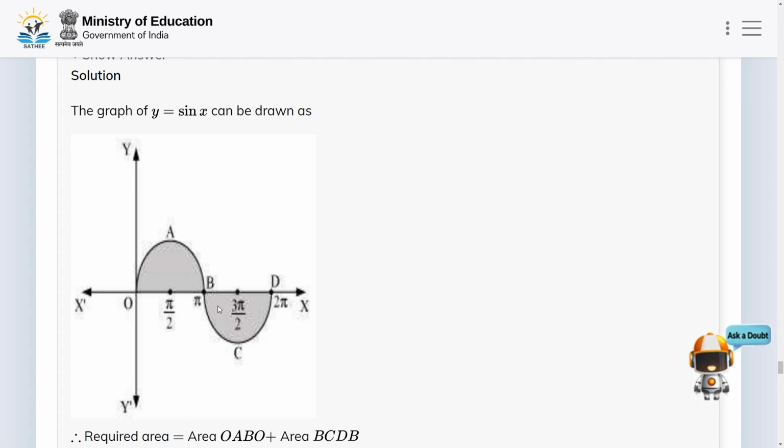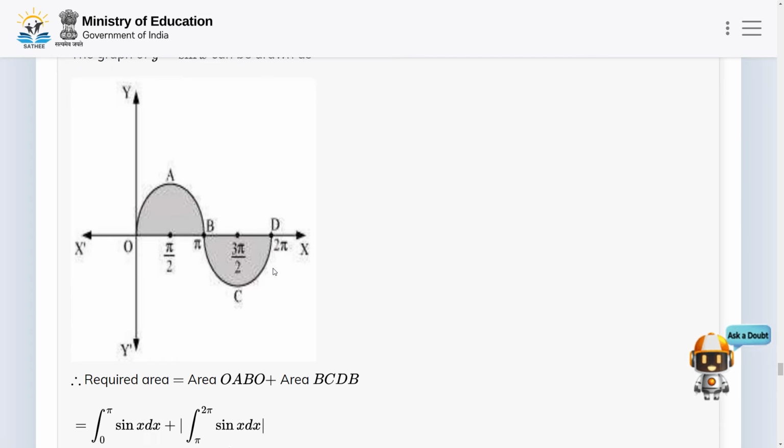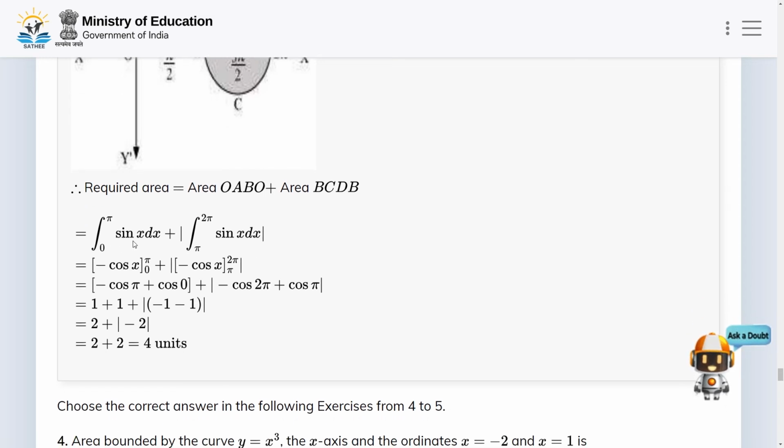Here we must apply our modulus thing. So the limits for OABO will be 0 to pi, and for BCDB the limits will be pi to 2 pi, as you can see. This means 0 to pi and pi to 2 pi. This is under the curve, so apply a modulus sign here. This evaluation is very simple. Minus cos x, limit 0 to pi. This is the same. Inside the modulus you will have minus cos x, pi to 2 pi.